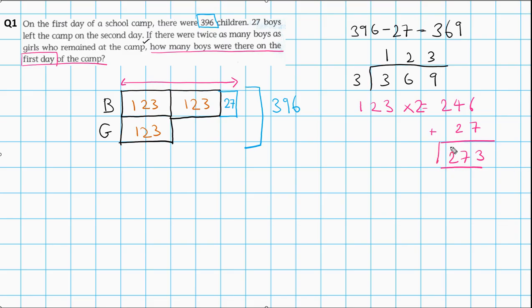We always have to keep track of where we are. There are various steps to solving this problem, so make sure that every time you do a calculation, you think, what have I just solved? When I did this calculation, I had to write, that's the value of each of these parts. I can write that in. And this is my answer: 273 boys were there. This is the boys section on the first day.